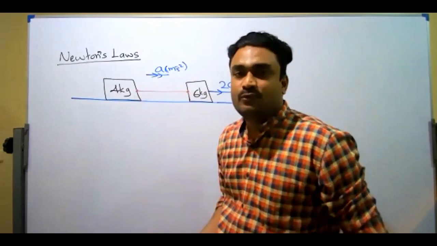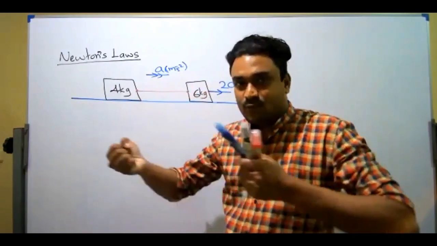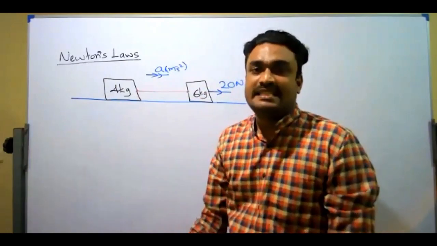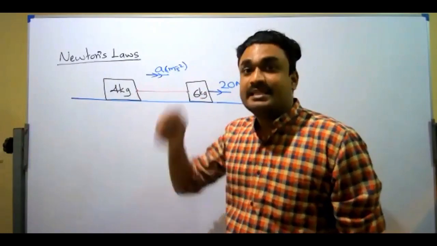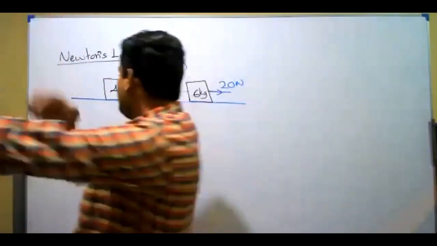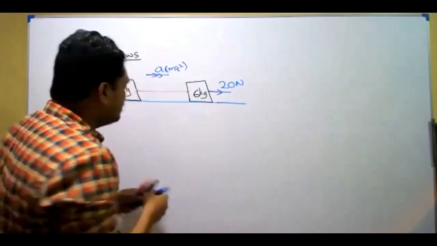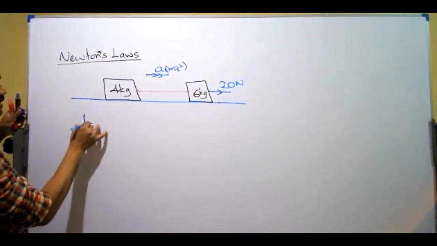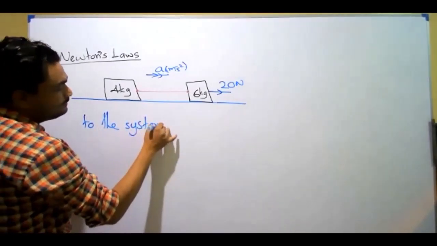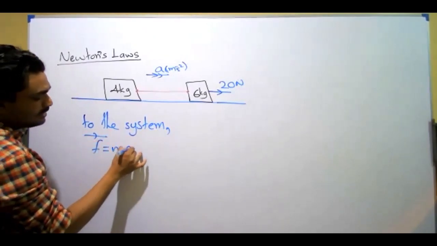Therefore, the string will be in the form of a straight line. If a string is in the form of a straight line due to applied forces, it is said that the string is stretched. So how do you find the acceleration? I want to revise this knowledge. I want to recall your memory. To apply the acceleration to the system, in this direction we apply F equals ma.